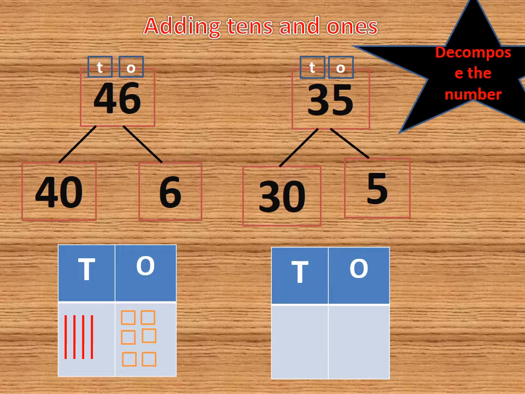And 35, to represent it in tens and ones, or to draw tens and ones, how many tens do I have? Yes, excellent, 3 tens. So I'll draw 3 lines. 1, 2, 3. And how many ones? Excellent, 5 in ones. I'll draw them as small squares, as in the last example. 1, 2, 3, 4, 5. Okay, now we remembered how to decompose the number and how to represent it in tens and ones by drawing.